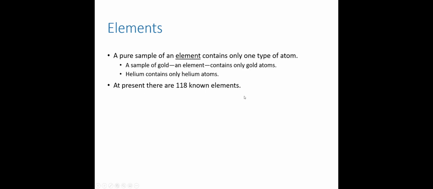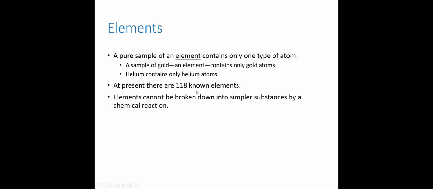At the time that I am saying this, there are 118 known elements. Elements cannot be broken down into anything simpler. They are the most fundamental unit of matter that we are going to want to deal with here in chemistry. That's not to say that there aren't smaller particles, but when you get smaller than atoms, what you find is that the different parts that make up an atom are essentially the same from one atom to another.